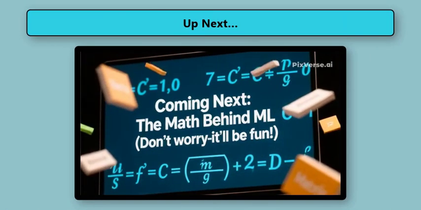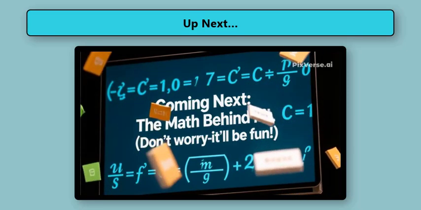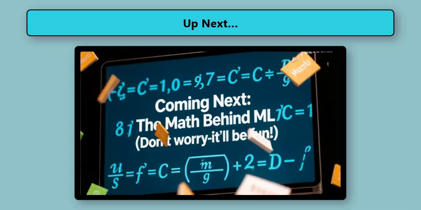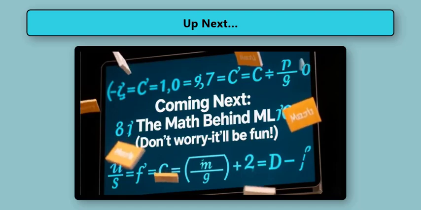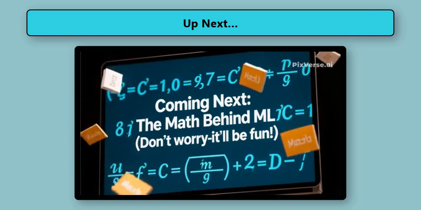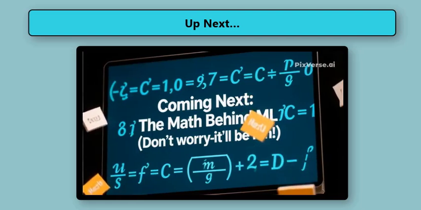Correct. And that's a wrap on what machine learning is all about. Up next, we'll be diving into the math stuff. Yep, matrices and derivatives. But don't worry, we'll make it as painless as possible, maybe even fun. So stick around and get ready to peek behind the curtain of what's really going on inside a neural network.